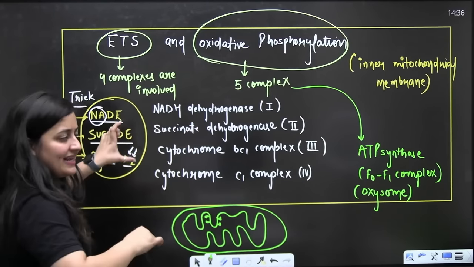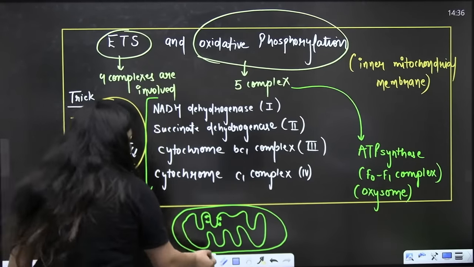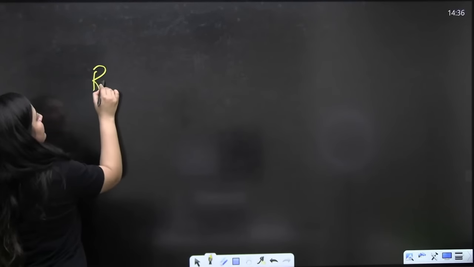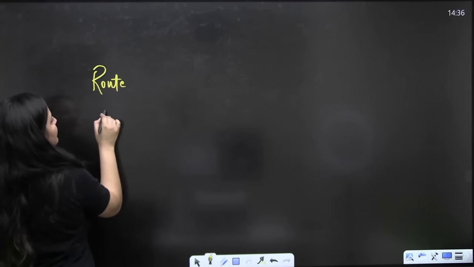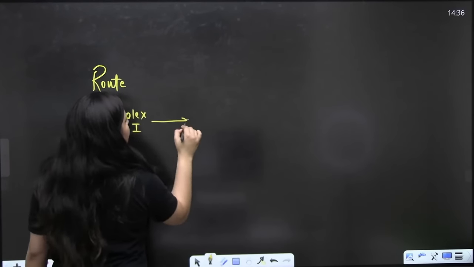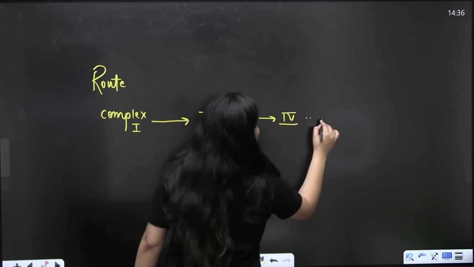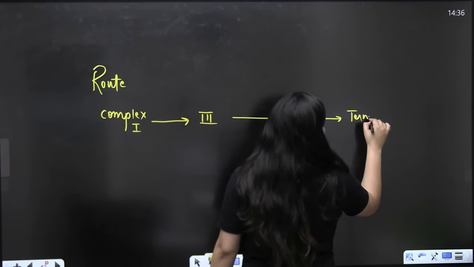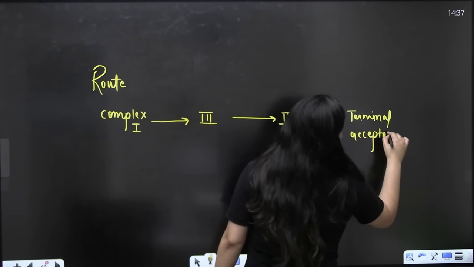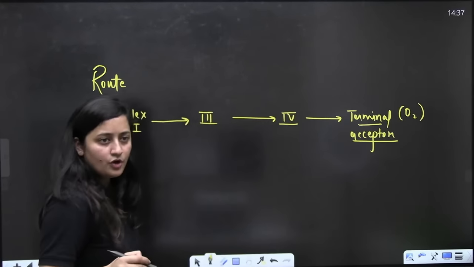So in the ETS, these four complexes are there. Now, what is the route of flow? There are two routes. First is complex 1, 3, 4, and ultimately the terminal acceptor is your oxygen. Oxygen is the hero here. It's your O2.